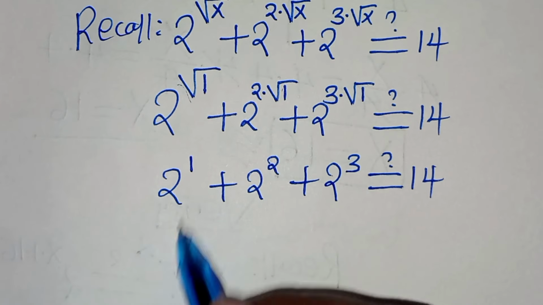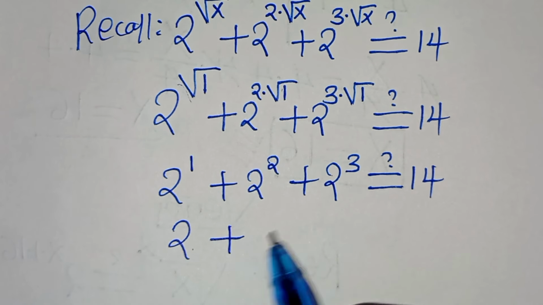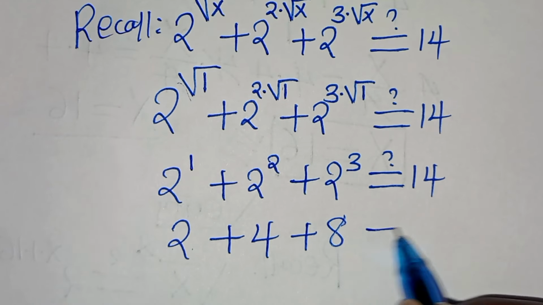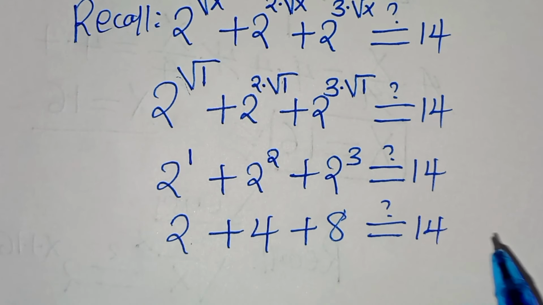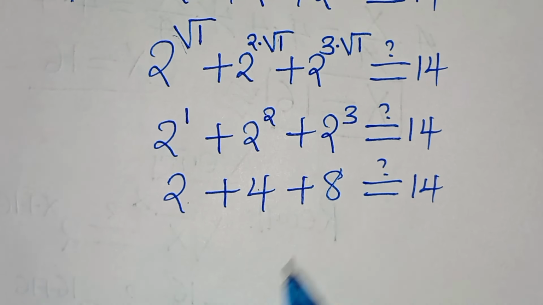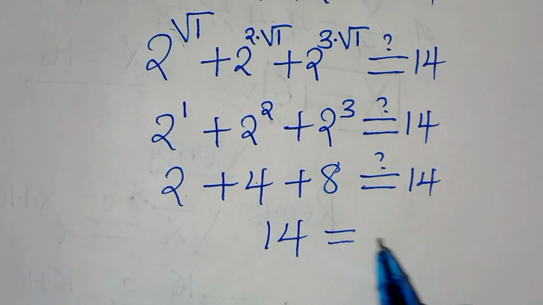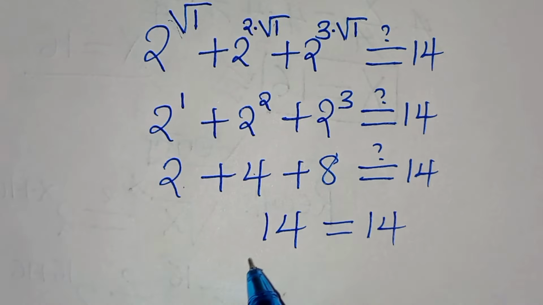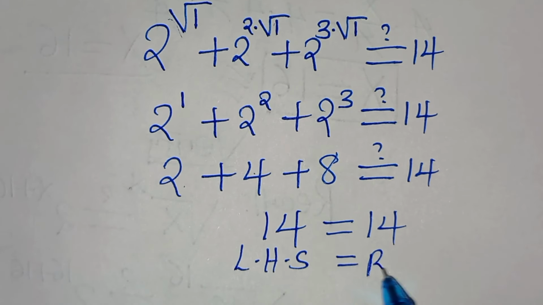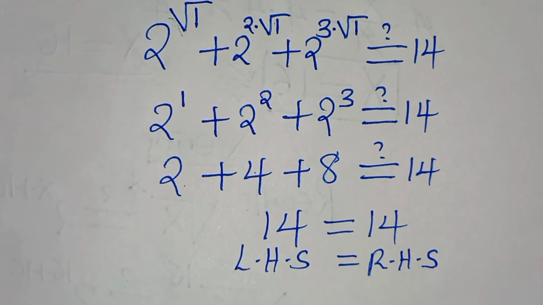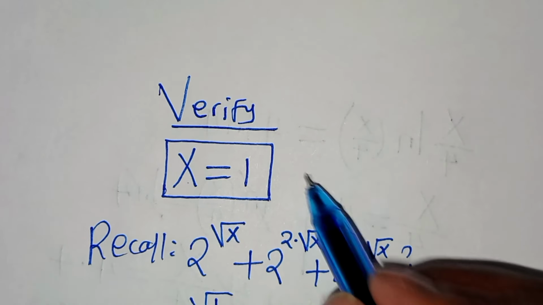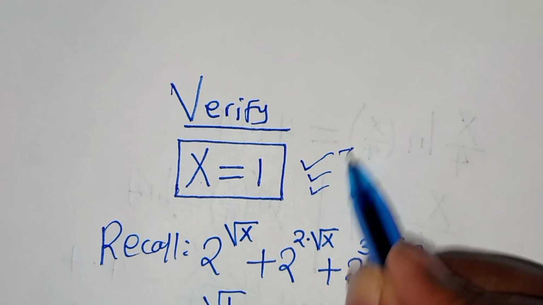So this means that 2 to the power of 1 is 2, plus 2 squared, this is 4, then plus 2 to the power of 3, this is 8. So we have 4 plus 2, this is equal to 6, plus 8, this is equal to 14. And what it means is that the left hand side is equal to the right hand side, and this affirms that the value of x equal to 1 satisfies the equation.